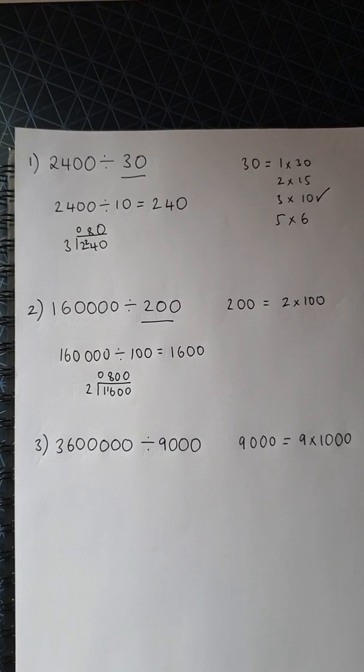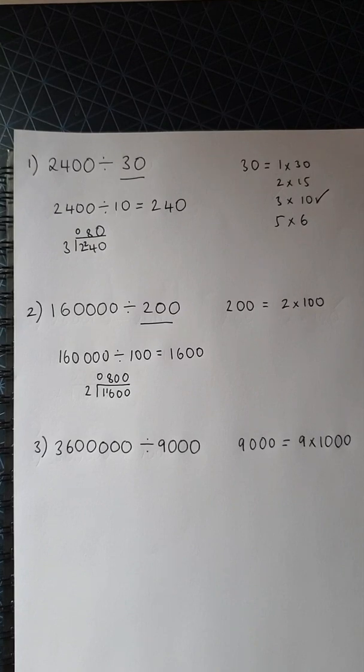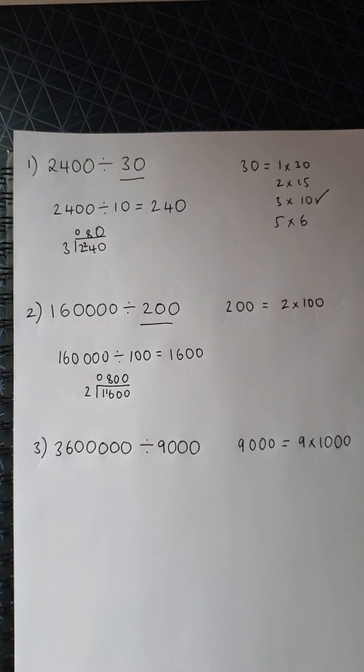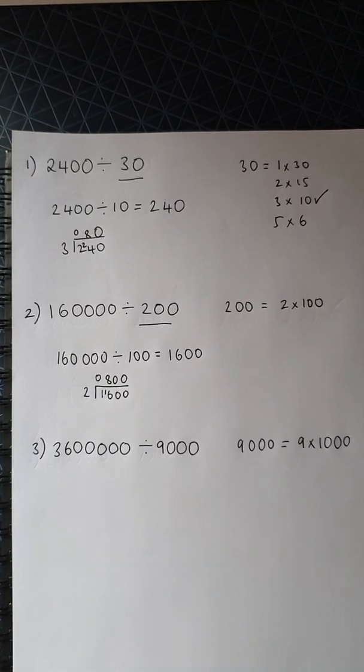So whenever you're dividing by a multiple of 1000, what you want to do is divide by 1000 and then the number that you multiply 1000 by to get the number you're dividing by. So for example, if I was dividing by 2000, divide by 1000, divide by 2. 3000, divide by 1000, divide by 3, so on and so forth.